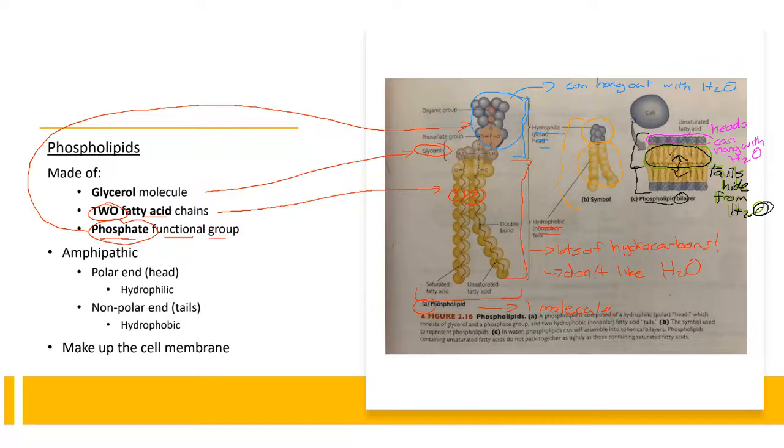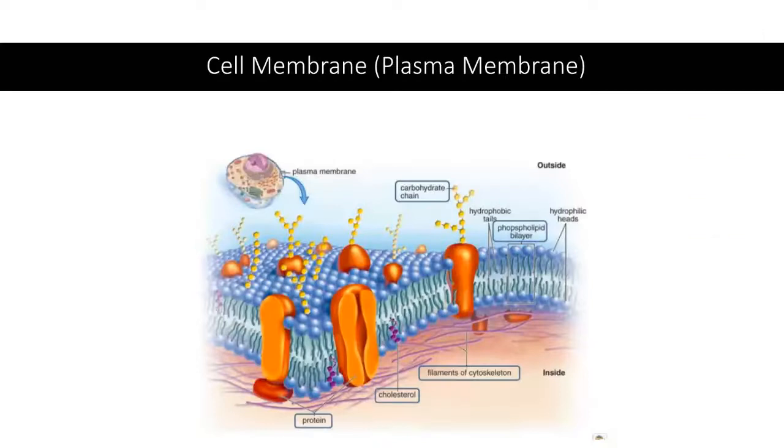So why are phospholipids so amazing? Why do they make your cell membrane? It's because they're able to separate different environments. Okay, and let me just go to my next slide and show you this. This is what a plasma membrane looks like. Again, just focus right now on the phospholipid bilayer. Don't look at anything else. Look at the phospholipid bilayer.